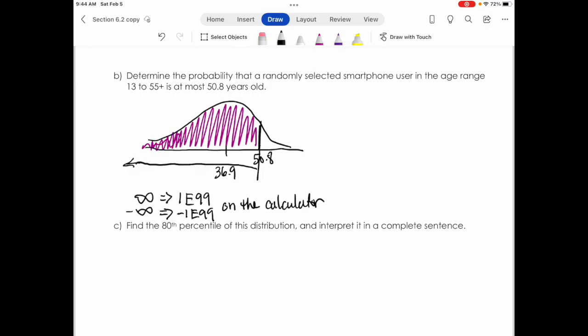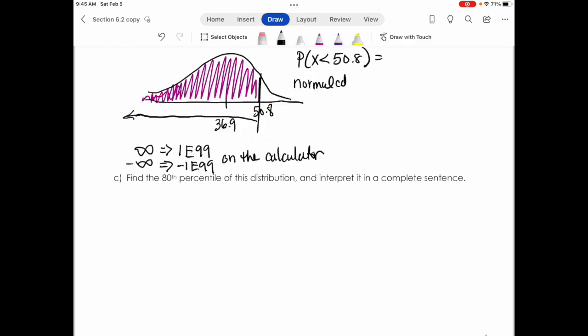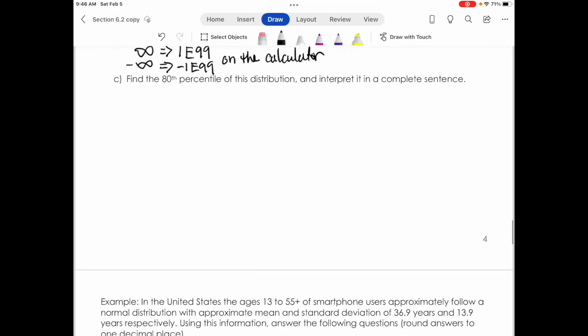I want to check to see if I'm below 50.8. I'm looking for this probability. So we're going to use the normal CDF function. I'm going to put in my lower limit, which is minus 1e99. Upper limit, which is the highest value that we want, is 50.8. Then my mean is 36.9, and the standard deviation is 13.9. When you put that in on the calculator, you're going to get 0.8413.